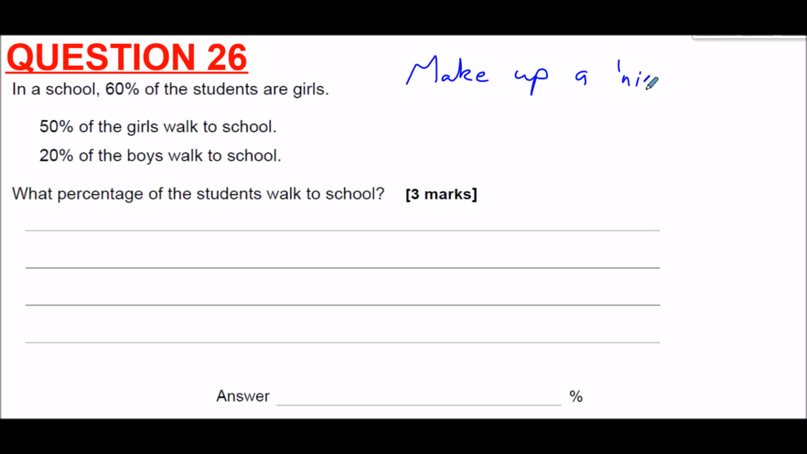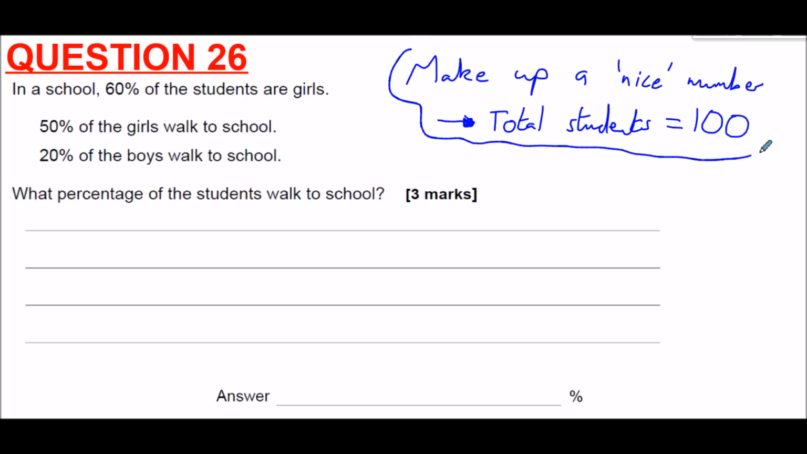What I'd suggest we do for this one is to make up a number. And make up a nice number so it's easy enough to calculate with. Well, percentage means out of 100, so maybe we could just say the total number of students was 100. Let the total number of students be 100. Hundred is a nice round even number, so we can make up any number and base our calculations on that number. So let's say the total students was 100.